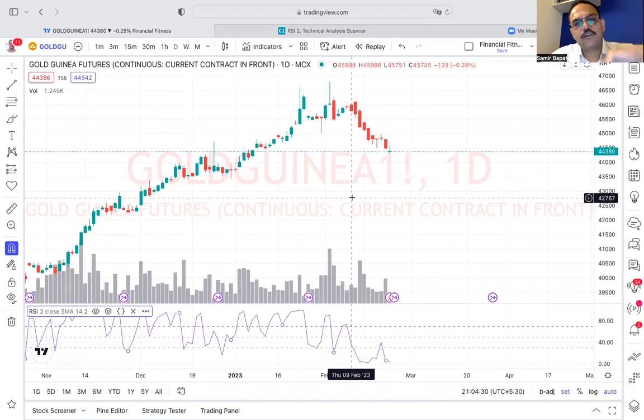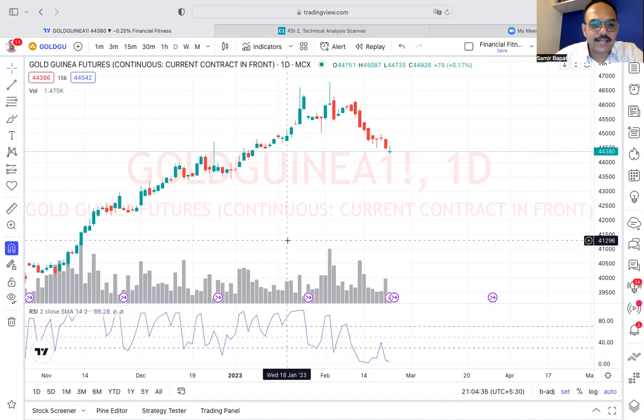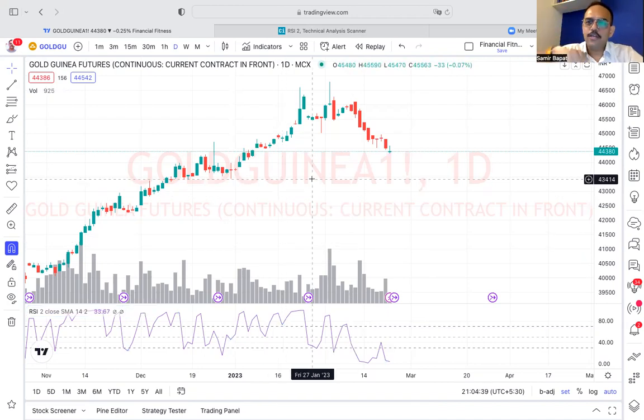So RSI is now for 2 days. Default RSI is for 14 days. Now our RSI is for 2 days. We are interested when the RSI goes below 1. So when the 2-day RSI goes below 1, then we are interested.